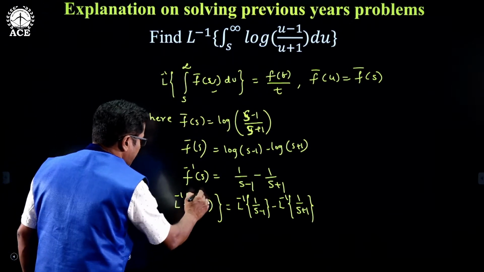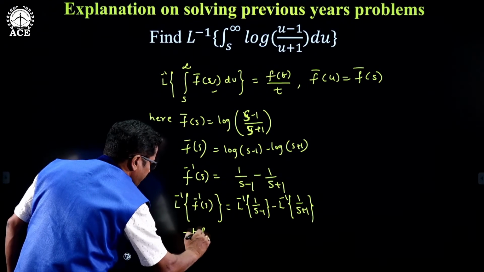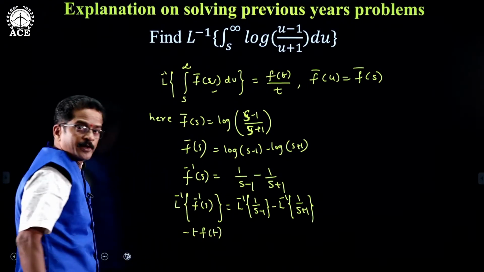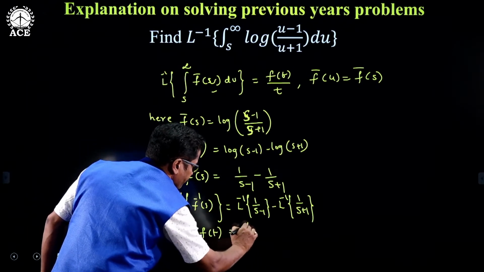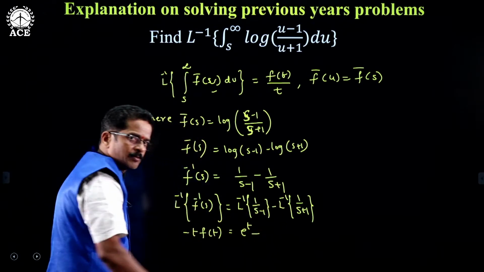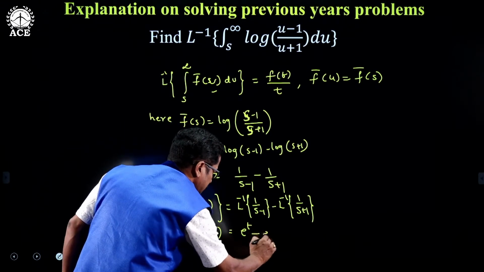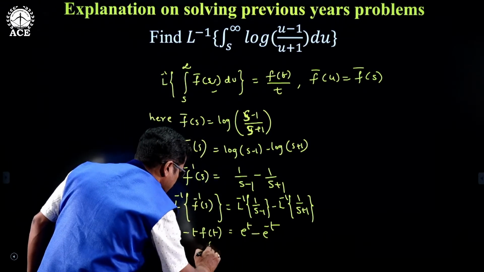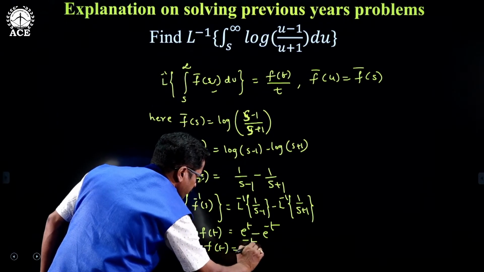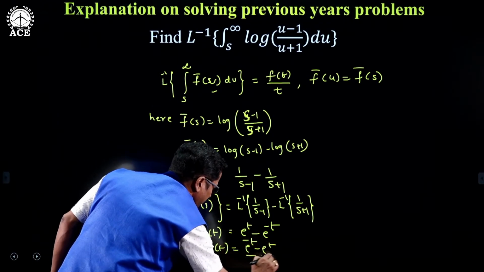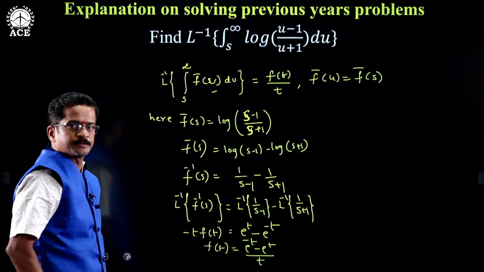So L inverse of f bar dash of s is minus t into f of t as per the Laplace transform derivative rule. So L inverse of 1 by s minus 1 is e power t, minus L inverse of 1 by s plus 1, which is e power minus t, and from this f of t equals e power minus t minus e power t by t. This you will get.